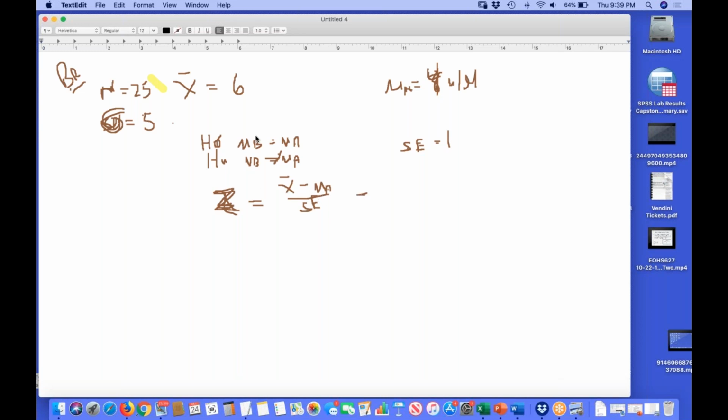So x bar minus mu is 6 minus 4, which is 2, over the standard error, which is equal to 1. So our z-score is 2.00. So these are further apart than I need them to be to reject the null hypothesis. So I can reject the null hypothesis and accept the alternative hypothesis.